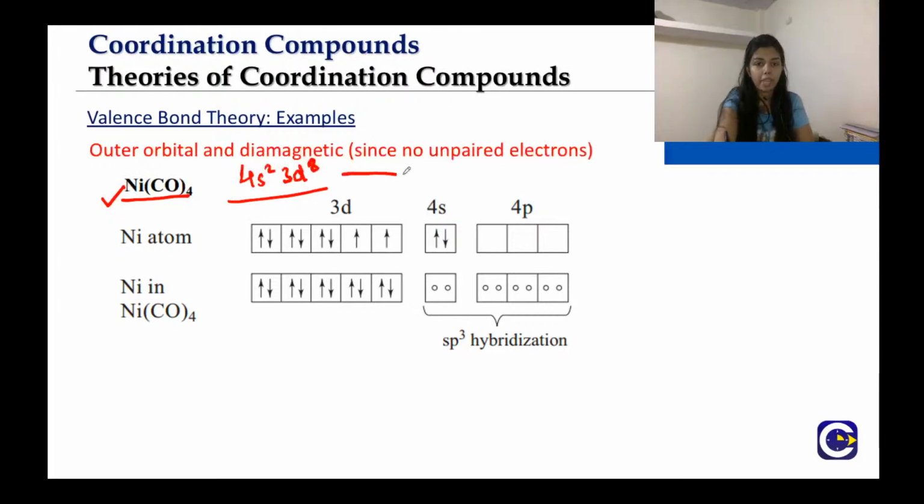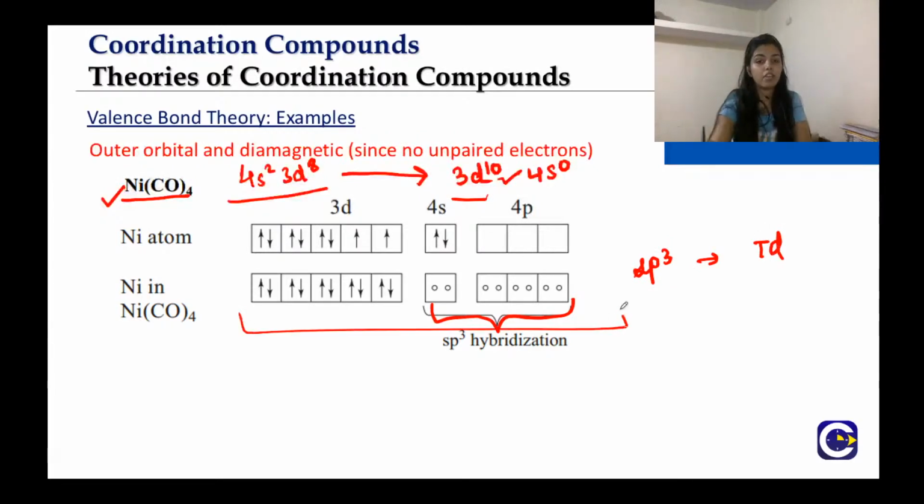So what we do, because the energy difference between 3d and 4s is not appreciable, that means the energy difference is not very high, we promote the two electrons back into the 3d. So this will be 3d10, 4s0. This is a very important case of nickel, that in oxidation state 0 it goes from 4s2 3d8 to 3d10. Now we have 3 orbitals vacant, 1s and 3p, so it will follow sp3 hybridization and tetrahedral geometry, and because all electrons are paired, it is a diamagnetic complex.